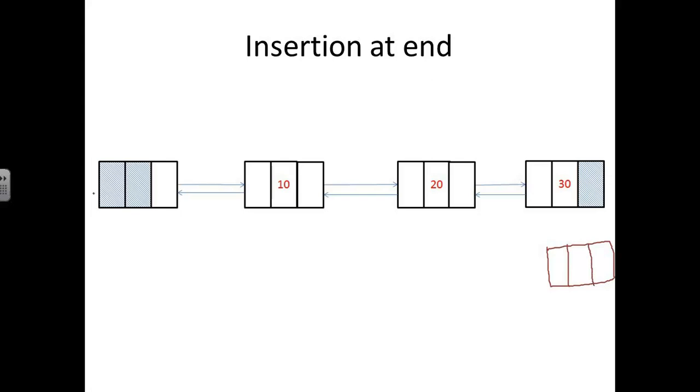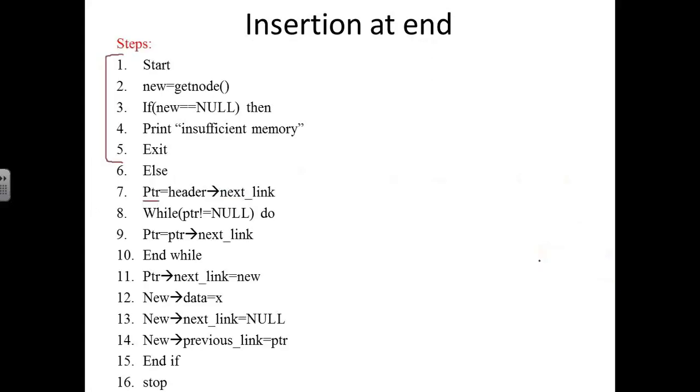So for that I have to start from the header node. I have to traverse through the nodes, and when I reach the last node, then I have to start processing the insertion operation. So for that we need to perform the traverse operation here. The first 5 steps are common for insertion. Then from the 7th step till the 10th step, it is common, like your traverse operation, right? So pointer is equal to header's next link. While pointer is not equal to null, we need to move to the next nodes by updating the pointer variable.